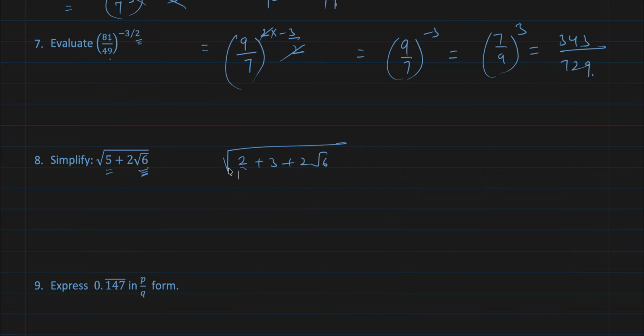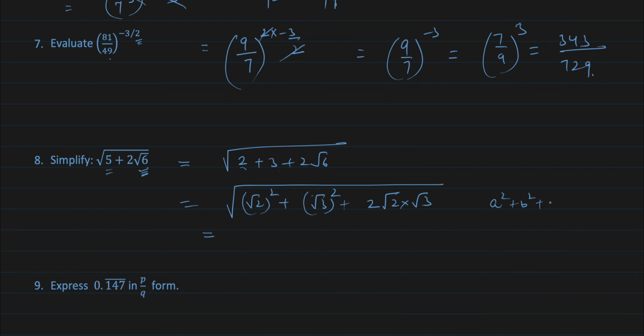Now, can I change this 2 to root 2 whole square, this 3 to root 3 whole square, and this becomes root 6, which I can break as root 2 into root 3. Now, if you can see, what have I got here? I got the identity a square plus b square plus 2ab, which is a plus b whole square, and a and b are here root 2 and root 3. So I got root 2 plus root 3 whole square, and that is inside a square root. So the square root and square cancel out and you get only root 2 plus root 3. So we simplified it in this way.